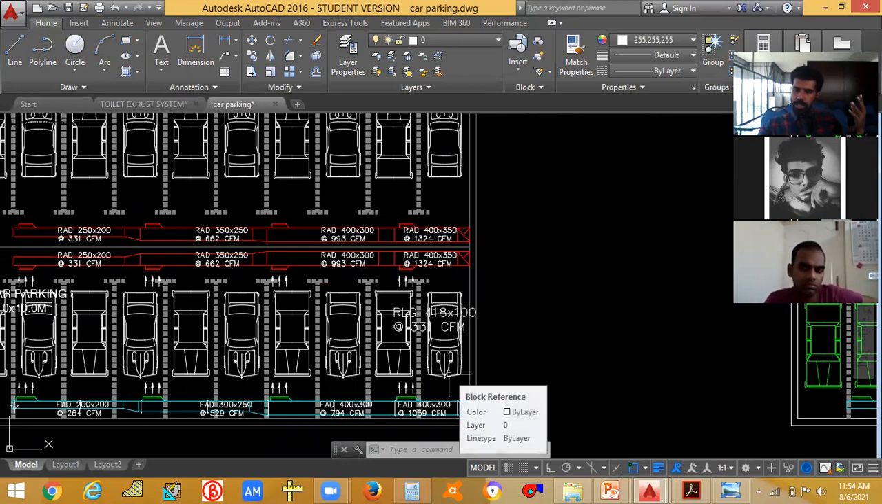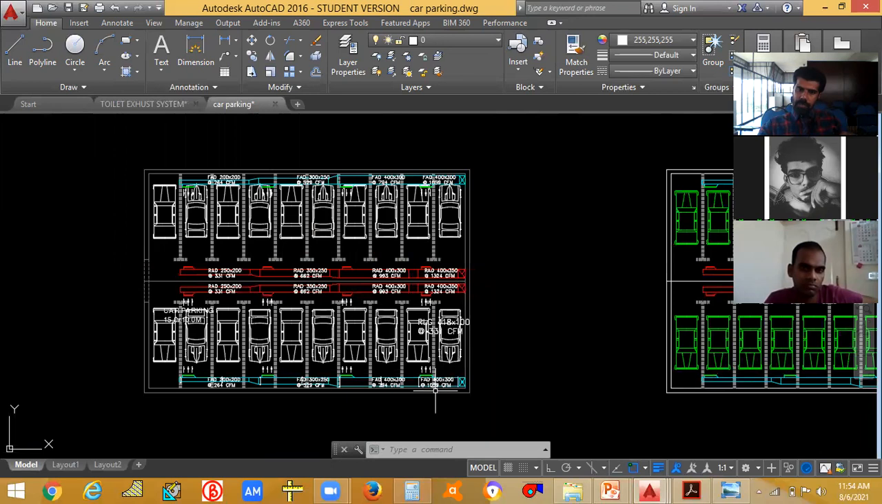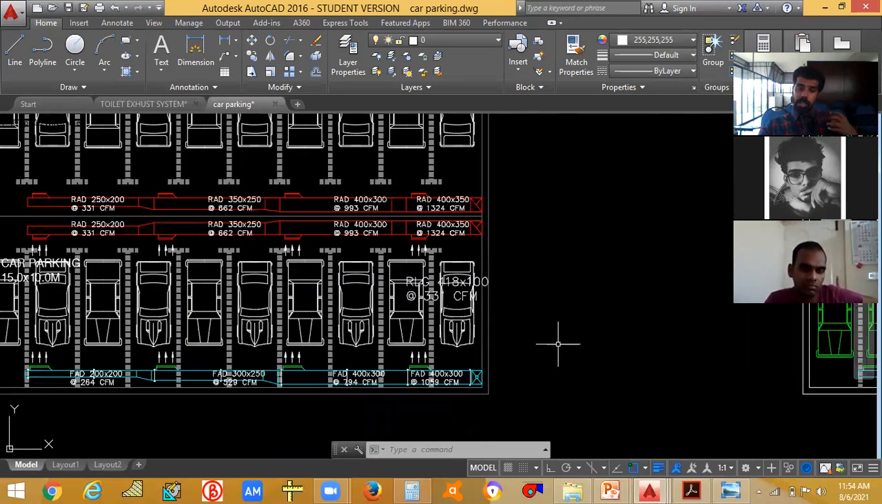So smoke will be generated. To exhaust that, we'll be having a calculation. How much area we need to choose, we'll be having a calculation. If I get time, I will include that also tomorrow. And what is the method or the formula that we will be using?